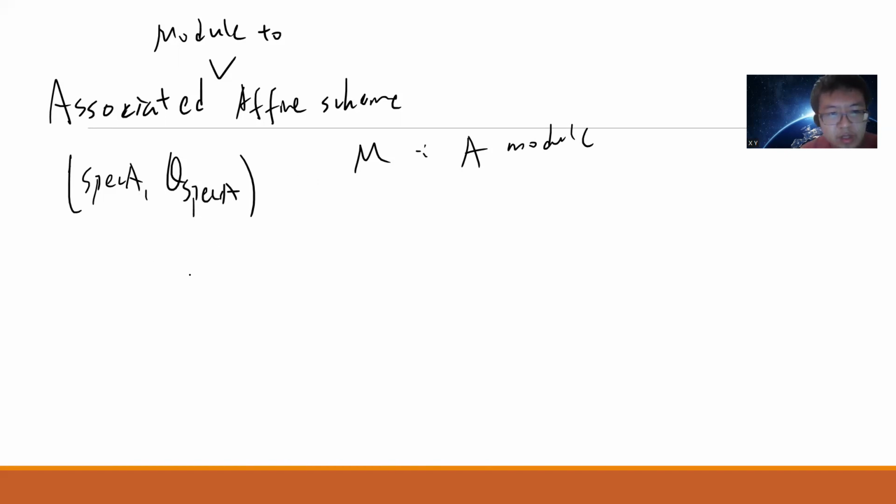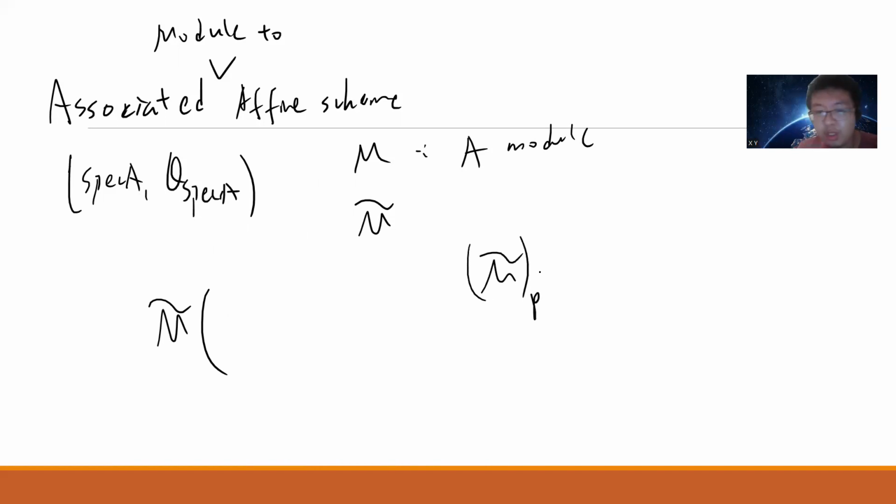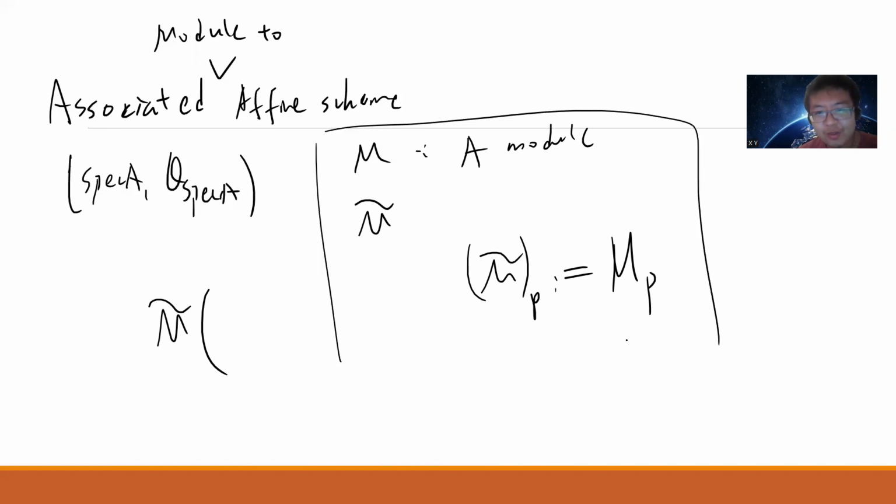So one definition is as follows. Let's usually use M tilde. M tilde is a sheaf, and its stalk at a prime ideal P we just define to be the localization of M at the prime ideal P. So this is the definition. You specify all the stalks, and then the sheaf is completely determined by the stalks.